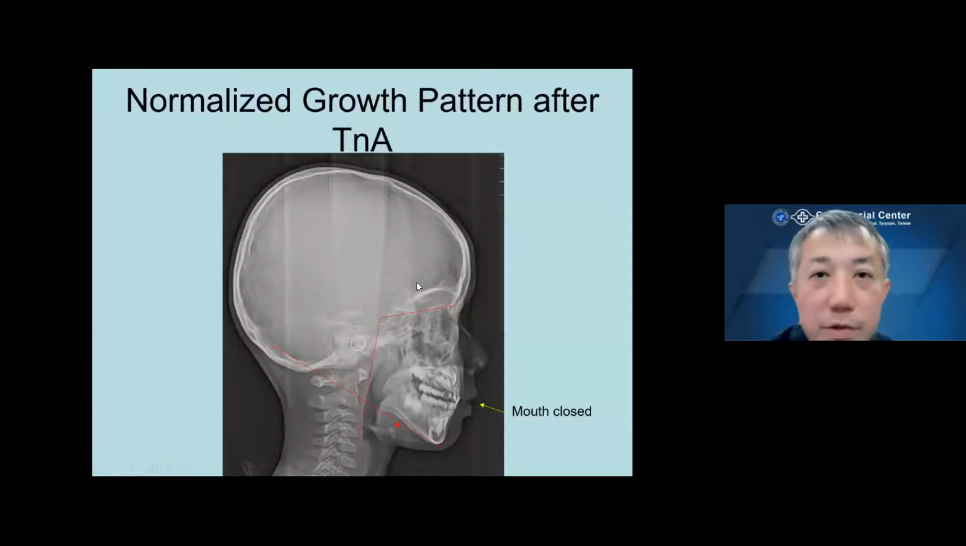So after a certain period of time, the patient started to have a good, positive cycle for the craniofacial growth after the TNA. We can see his mouth can close to breathe through the nose, and the nasopharyngeal, velopharyngeal, and oropharyngeal airways are patent. Also, the distance from the hyoid to the mandibular plane can come back to normal.